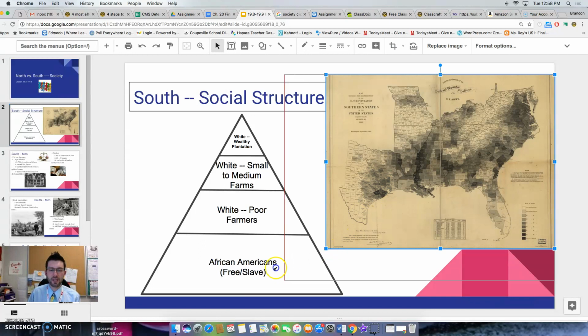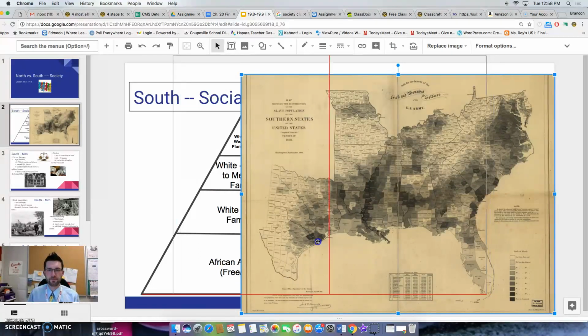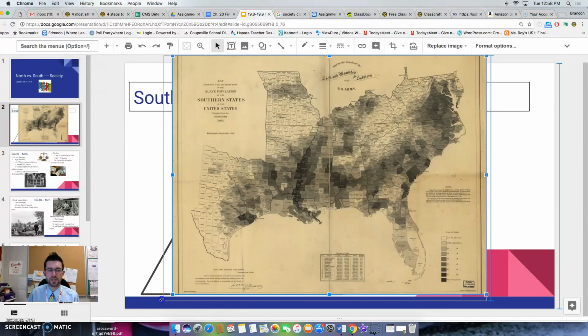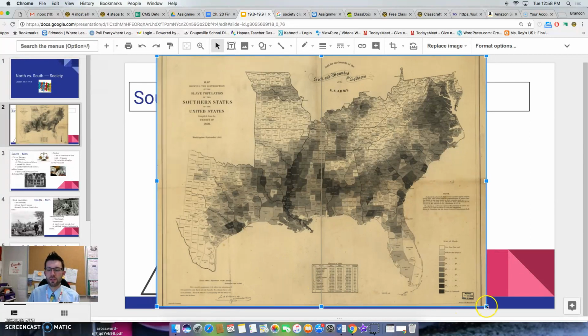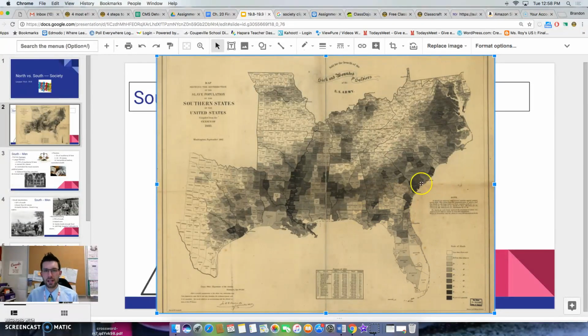I want you to take a look at this map, and I encourage you to pause the video for a few moments. This map shows the slave population in the Southern States. The darker areas are counties that had lots of slaves, whereas the lighter areas are counties that had few slaves.